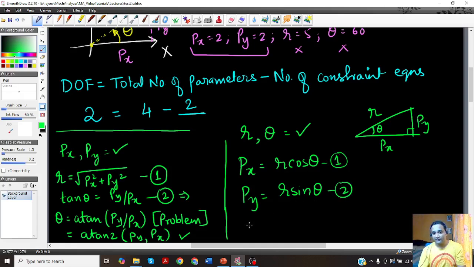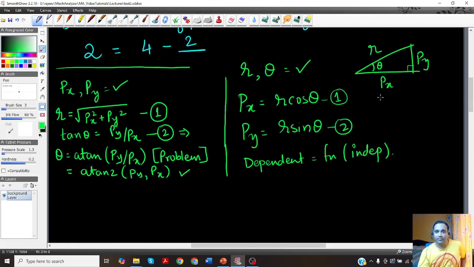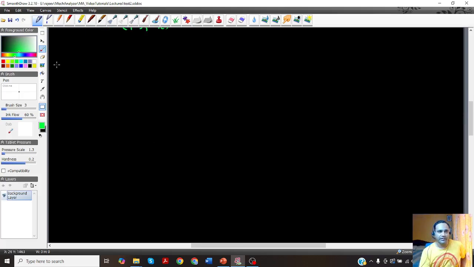So what it means is these are dependent parameters. Dependent is a function of independent parameters. So that is what we have understood so far when it comes to degree of freedom of a point. Now why is it important? Obviously this form will be used in our kinematics of mechanisms also. So that is the reason why we have derived it. Okay. Now let us look at rigid body.